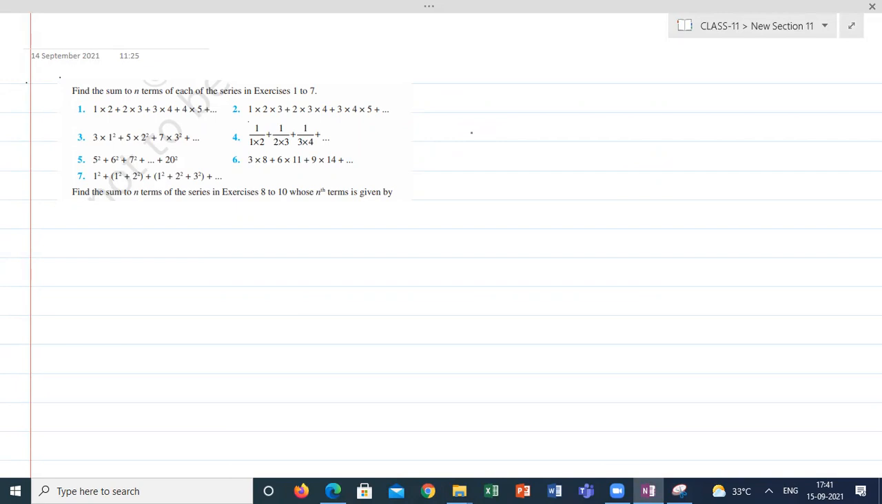This series can be written as 1 into 2 plus 2 into 3 plus 3 into 4 plus and so on. How can I write this, guys? n minus 1 into n or n into n plus 1, whichever is your comfort, where n is equal to 1 to n. Or if it's too confusing, sir, you can write sigma this as k into k plus 1, where k is equal to 1 to n.